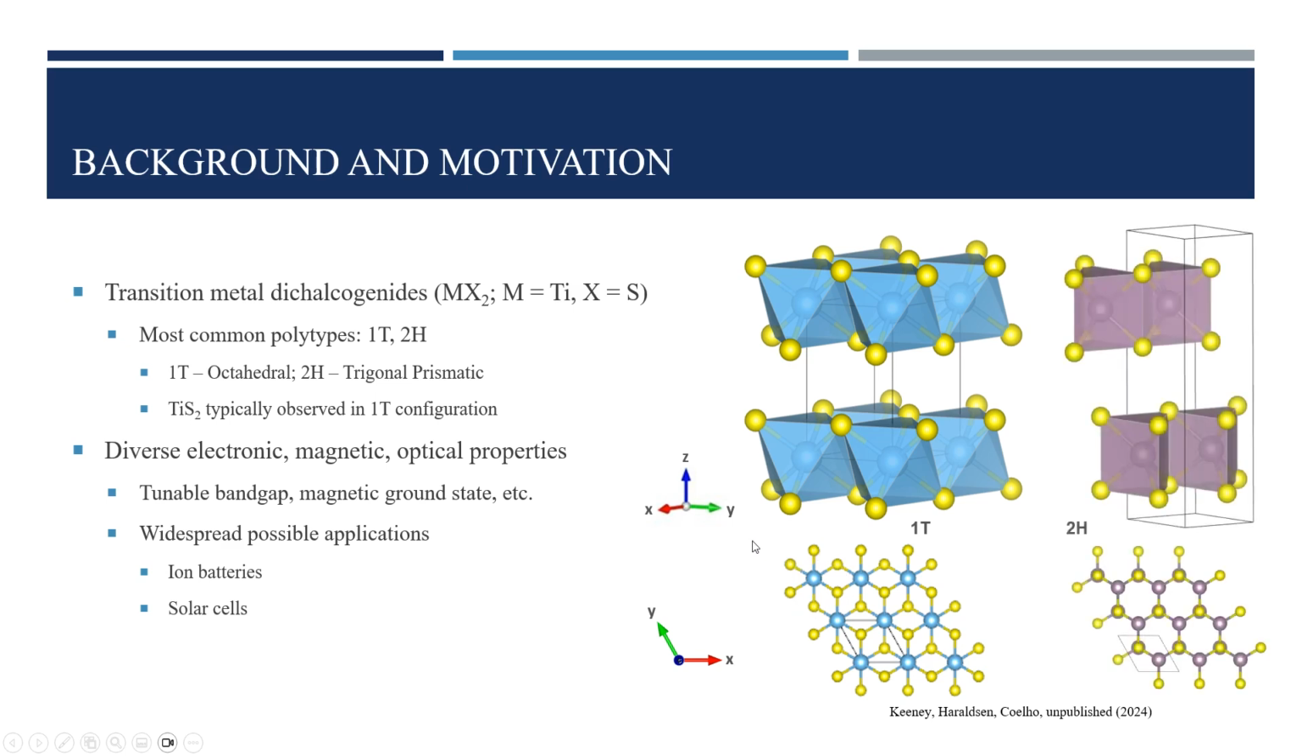Whereas whenever you look at the 2H structure, the trigonal prismatic, then they do not. So it's every other vertex of that hexagon. And this is due to the aligning of the chalcogens in the z-axis for the 2H, whereas they're actually offset within one unit cell, like one plane of the 1T structure. Titanium disulfide is typically observed in the 1T, and so that is what we will be looking at today.